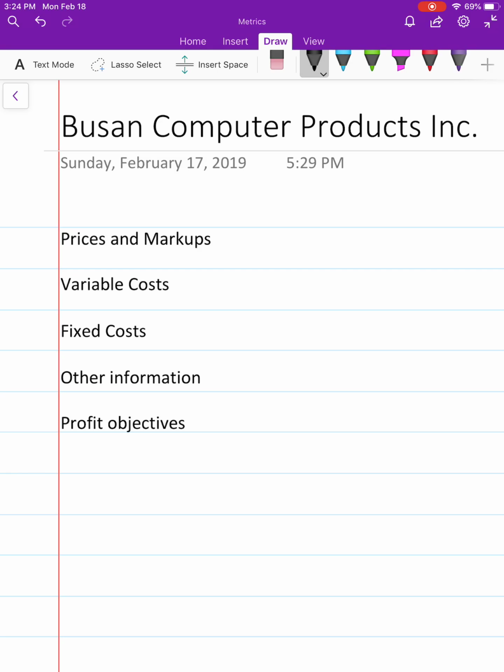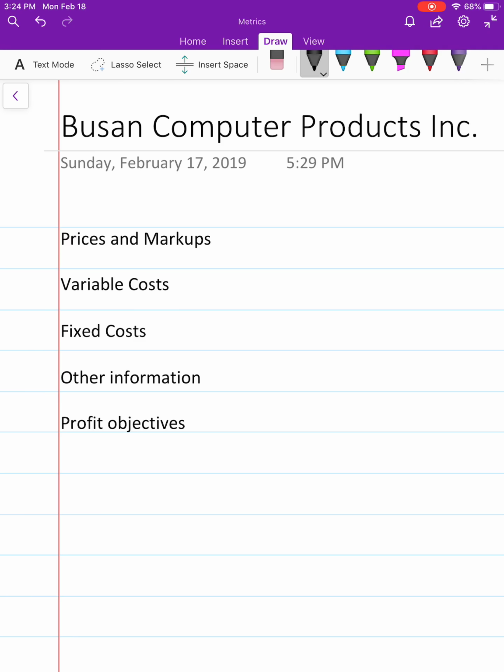Now, for our purpose in this class, we typically have 5 categories for information. The first is prices and markups, variable costs, fixed costs, other information, and profit objectives. I'm not going to list every single line item here according to the case, but I'm going to describe what is going to belong to each of the categories.